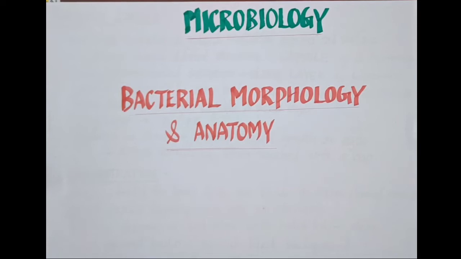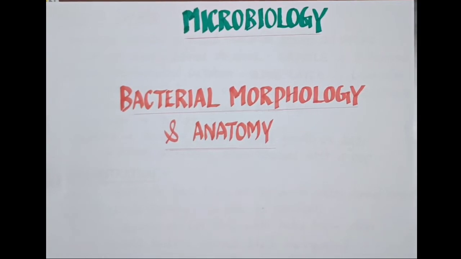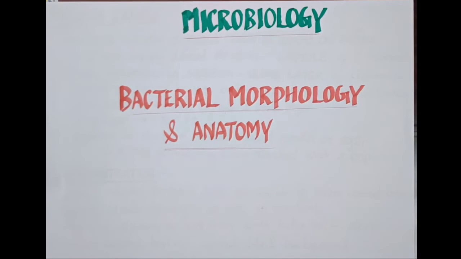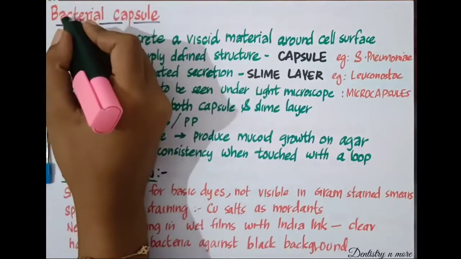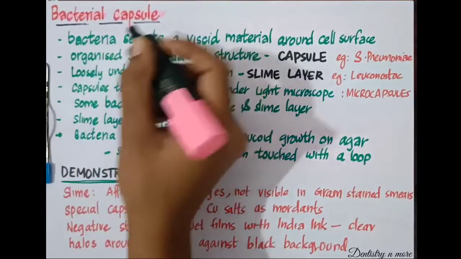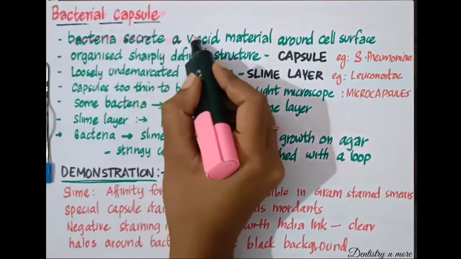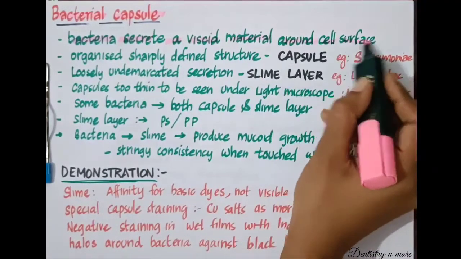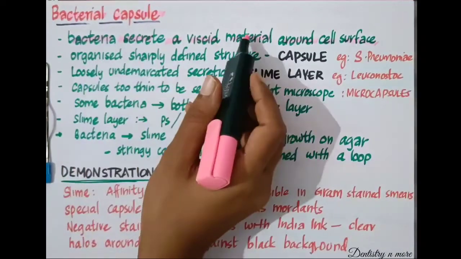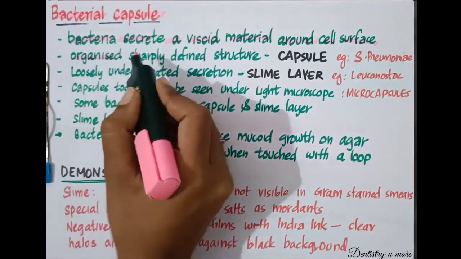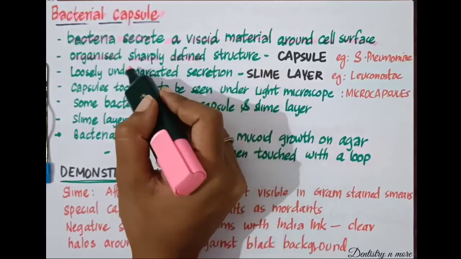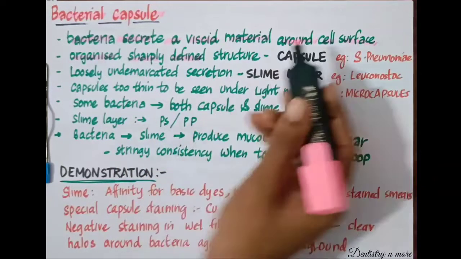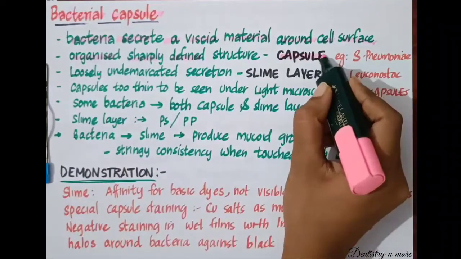Hello all, today we'll be continuing with bacterial morphology and anatomy, and we are discussing bacterial capsules. Bacterial capsule. Bacteria secrete a viscid material around the cell surface. This viscid material may be very organized and sharply defined. If this viscid material is an organized, sharply defined structure, it is called a capsule.